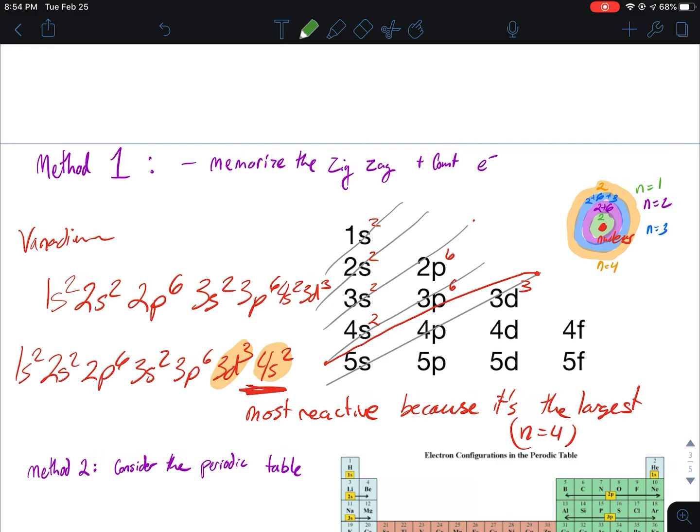So anyways, this method is all about memorizing the zigzag. You just write out this little key on your paper. Most of the time, you're not even going to do anything that's as big as an f orbital. And then you just figure out how to do a zigzag. If you can figure out the order of filling using that zigzag, you are good to go.